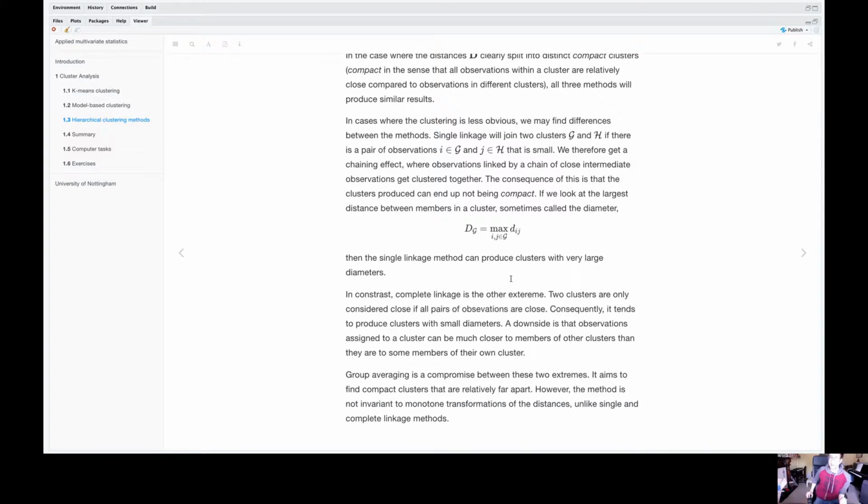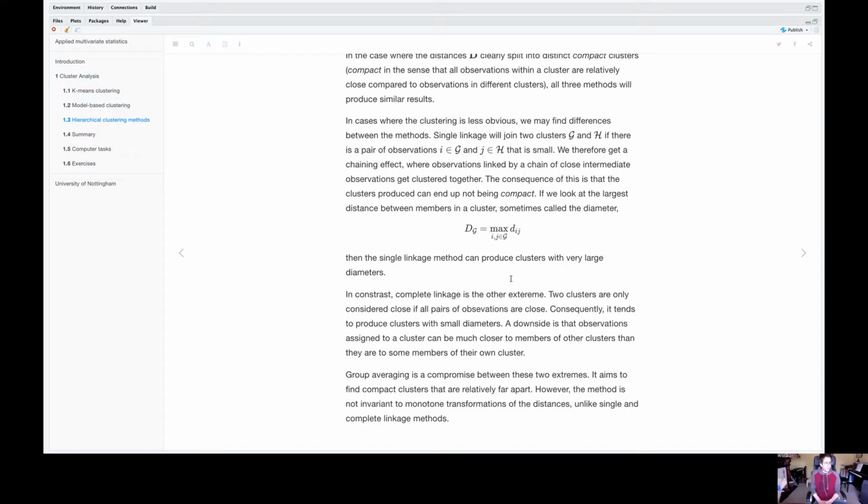Complete linkage is the other extreme. It only joins two clusters if the furthest pair of points are close. So this tends to produce clusters that have very small diameters. But the downside of this is that observations assigned to a cluster can sometimes be much closer to members of other clusters than they are to members of their own cluster. Okay, so it's not a perfect method either.